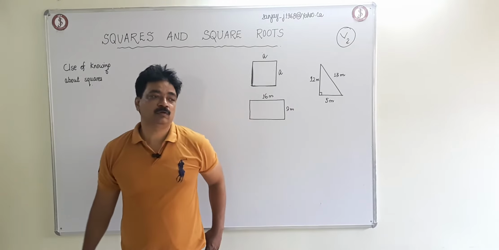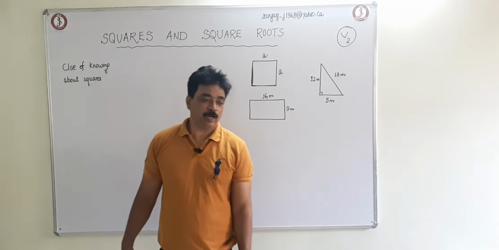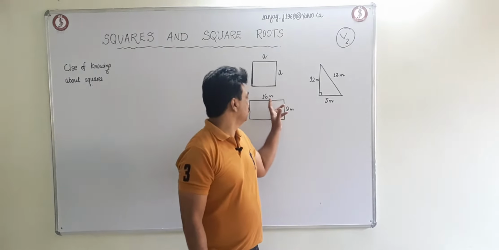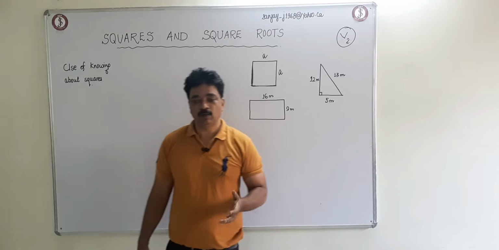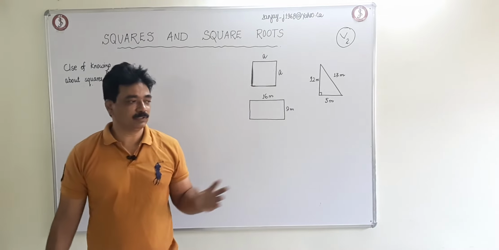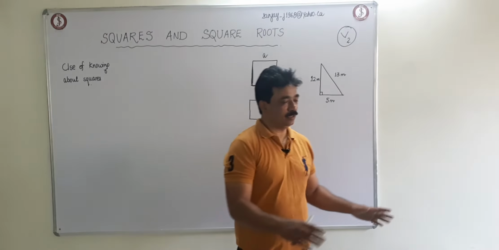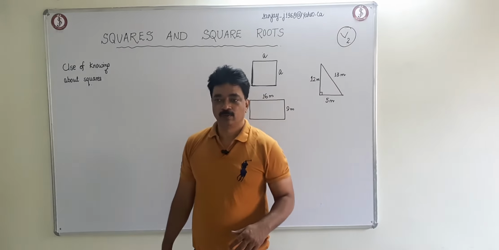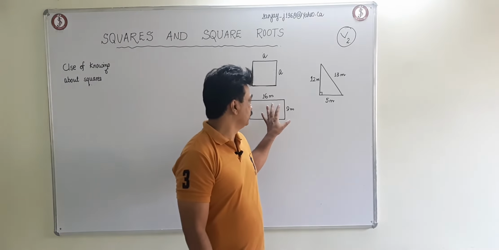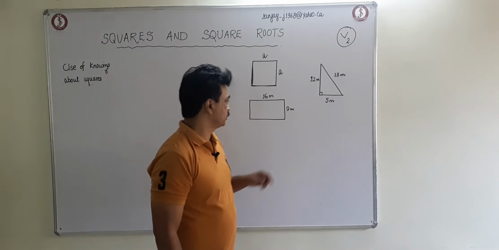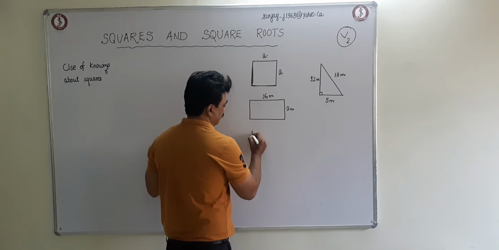Suppose I have a land which measures 16 meter by 9 meter, and I don't want to buy this land because my children say that we should have a land which is equal in length and equal in breadth, and which should be equal to the area of this only. So first you know what is the area of a rectangle, length into breadth.